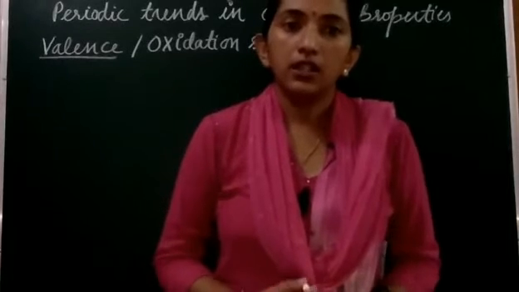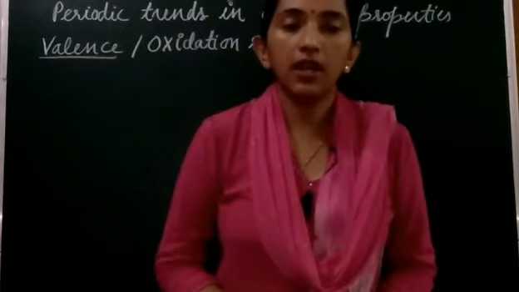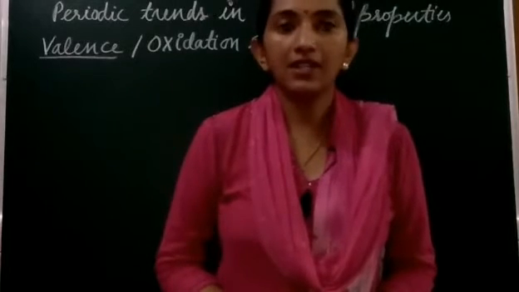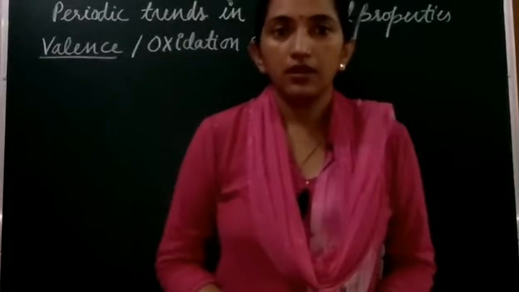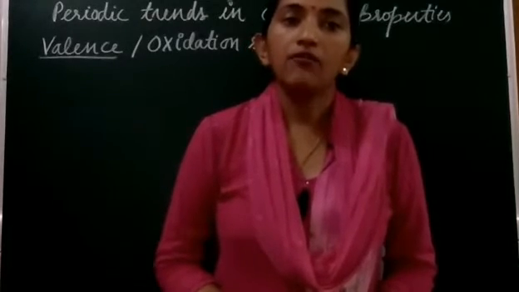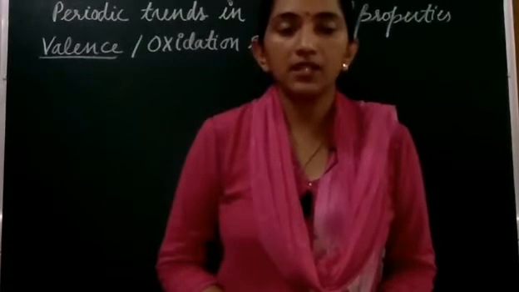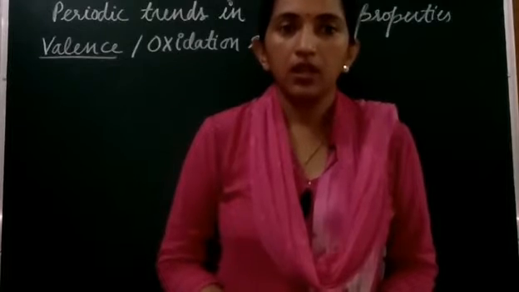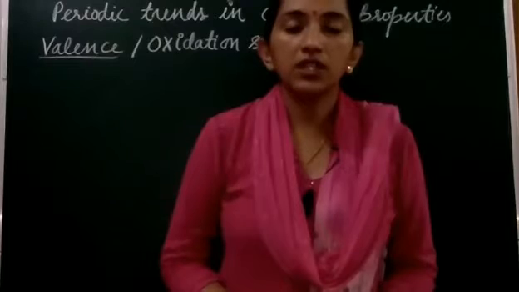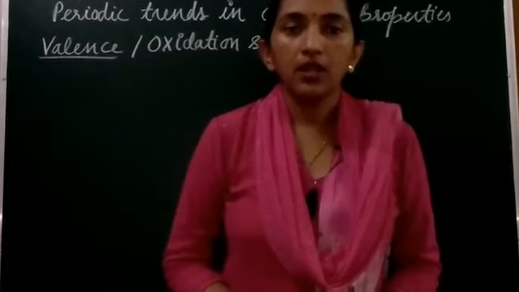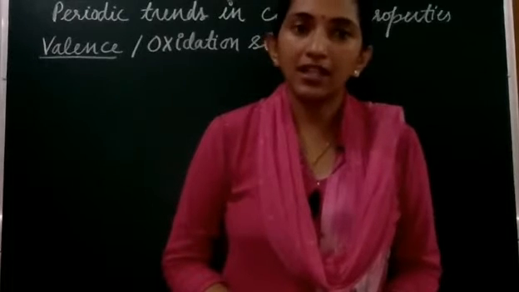Now, on the basis of the electronic configuration, we can determine the number of the valence electrons present in an atom, right? And the valence, or the valency, is the combining capacity of that particular element. Now, students, generally we find that when we are moving across the period from group 1, there is an increase in the number of the valence electrons.